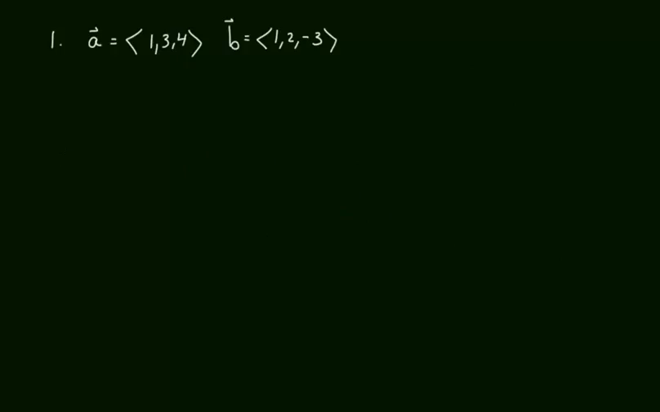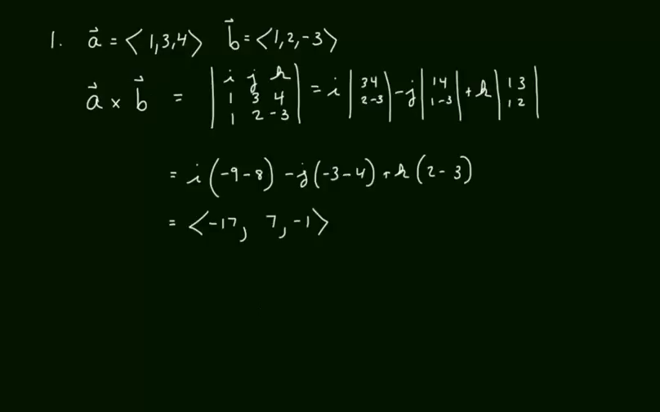Let's do some examples. We have vector A and vector B defined here, and I'm going to encourage you to try this. Press pause and then check out the solution. Please find the vector A cross B. Pressing pause now, and the results are as follows. You can see I followed a process in order to get the answer and memorized nothing.